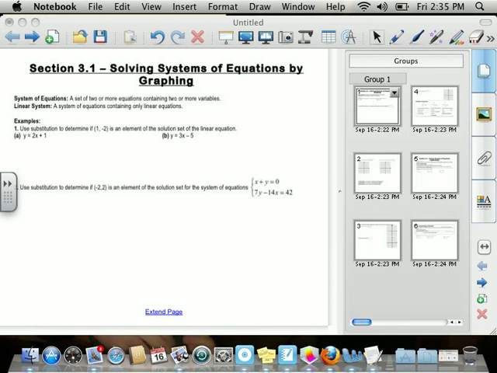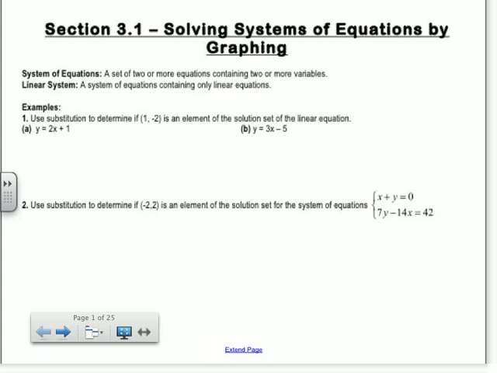All right, section 3.1 is on solving systems of equations by graphing. So did anybody actually start their homework already? Yes. So that was pretty easy? So it's not too bad.